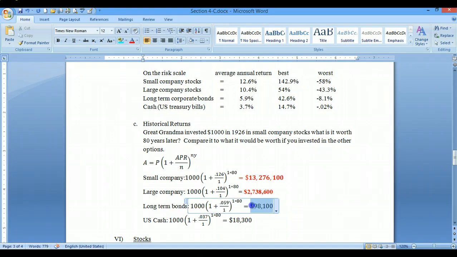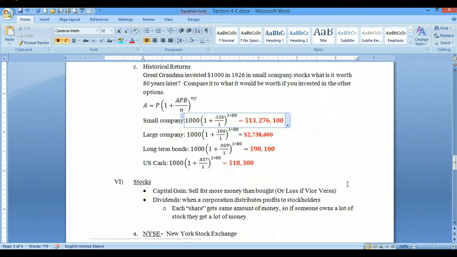Then the long-term corporate bond, again, even less risk, and this is 5.9%. So the same equation, 0.059, gives you $98,100, versus just the U.S. Treasury, at 3.7%, which isn't very much, of $18,300. So if you can find a really good company, it could be well worth your investment.